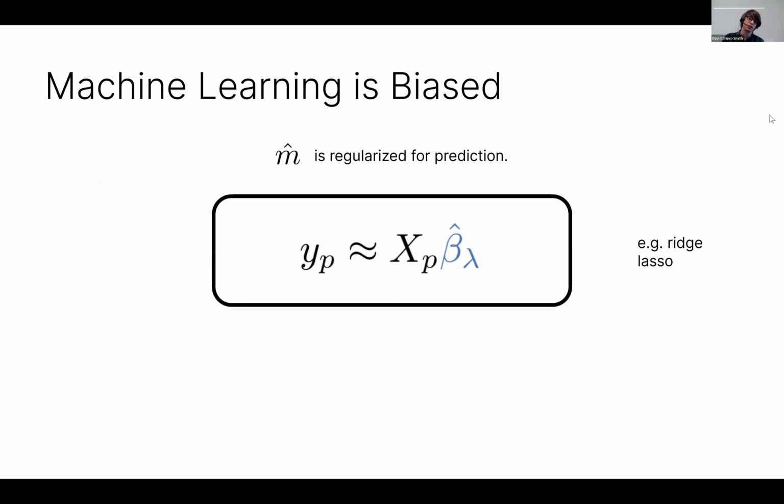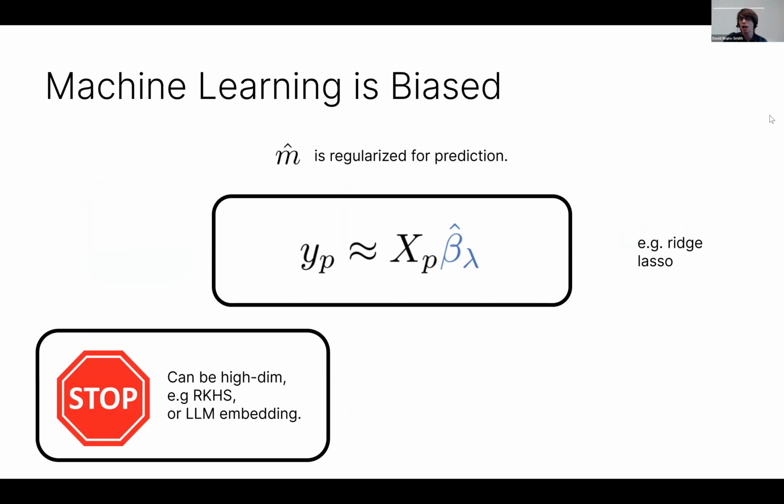To fix a particular setting, I'm going to consider high-dimensional regularized linear models, X_P beta. You can think of the ridge or the lasso. But I typically have in mind a very high-dimensional setting. So an RKHS would be fine, an infinite-dimensional linear space, that's okay, or a last-layer embedding from an LLM.